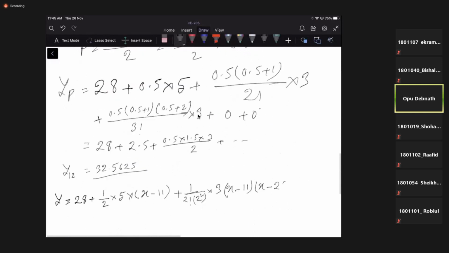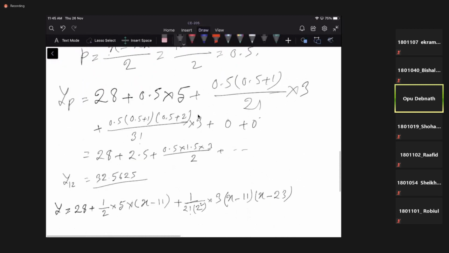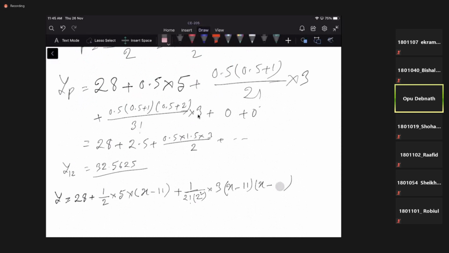Sorry, not this. 23 is not the corresponding value, it is 9. That means xn minus 1 is 9.